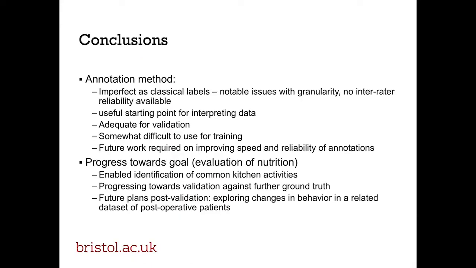So looking at the annotations that we've received, they are not perfect as what we would think of as classical machine learning labels. So there are obviously notable issues with granularity. There is no possibility for inter-rater reliability to be established, because there simply isn't another annotator in the room. Okay, but they provide a useful starting point to interpret the data that we see, and we feel that they are effective for validation purposes, but somewhat more difficult to use for training of machine learning classification algorithms.